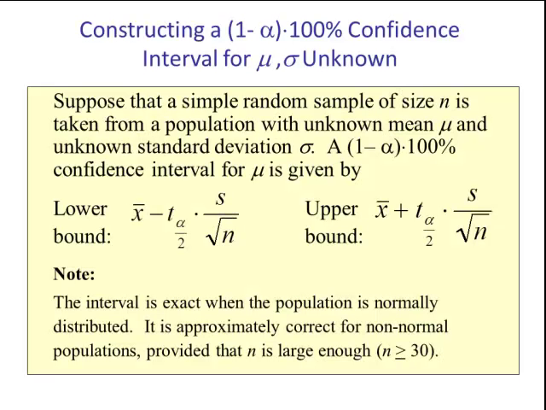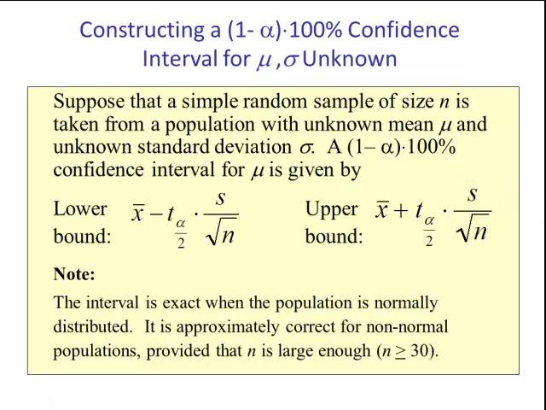Suppose a simple random sample of size n is taken from a population with unknown mean mu and unknown standard deviation sigma. A 1 minus alpha times 100% confidence interval for mu is given by this formula. The lower bound is x bar minus t alpha over 2 times the sample standard deviation divided by the square root of n. The upper bound, upper limit of the confidence interval, is x bar plus t alpha over 2 times s divided by the square root of n.